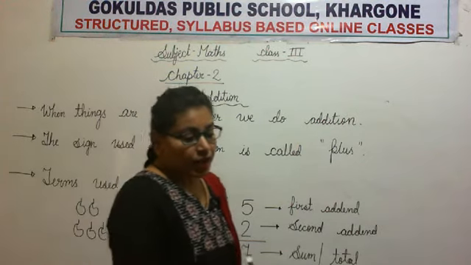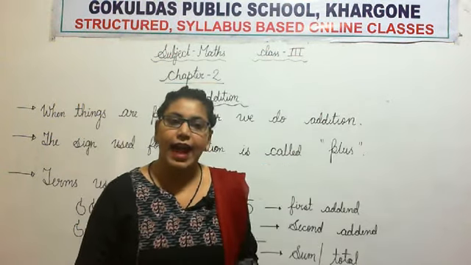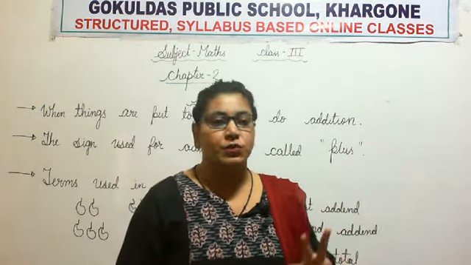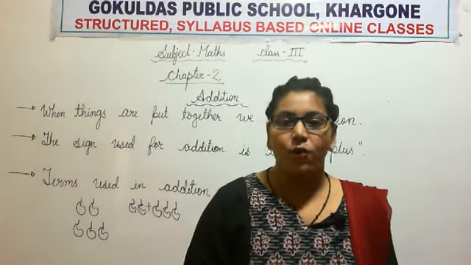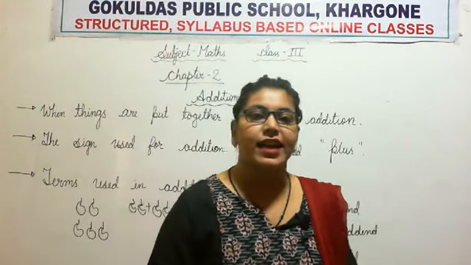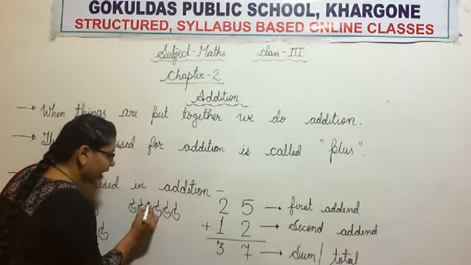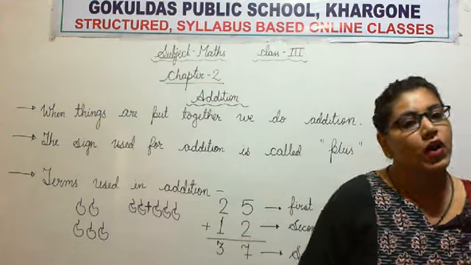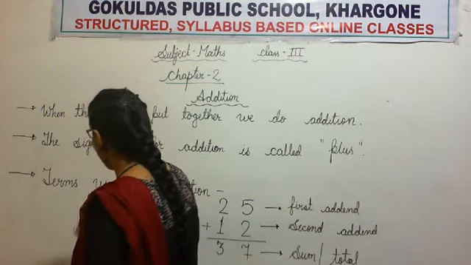Okay, now the sign used for addition is plus. As we have the greater than sign for showing a number greater, the smaller than sign for showing a number smaller, and the equals to sign for showing numbers equal, likewise we also have a sign for showing addition. We call it plus. Plus looks like this. So when we put things together, we do addition, and the sign used for addition is plus.